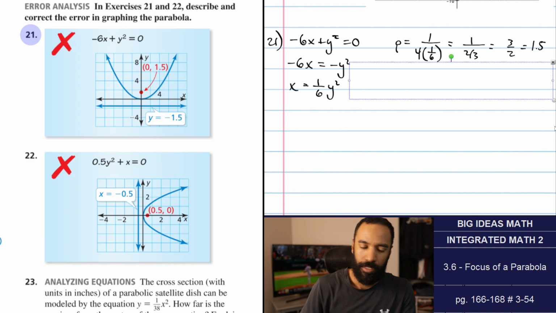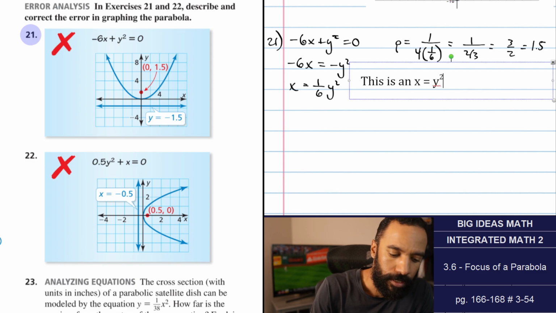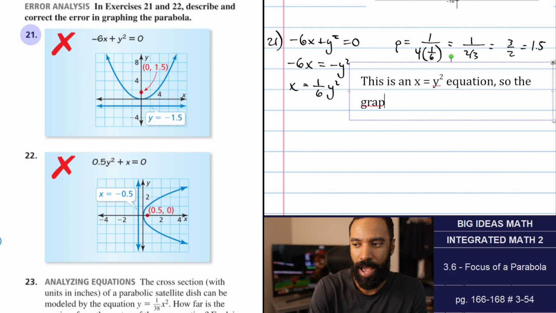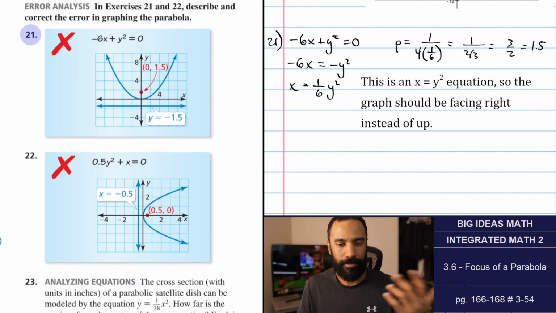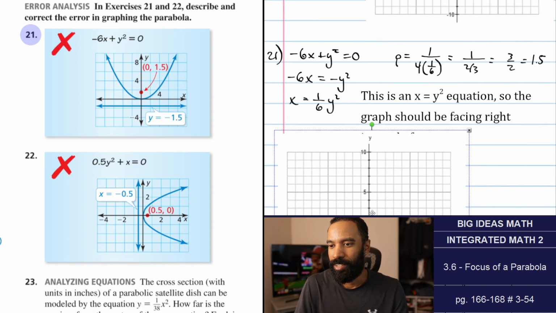This is an x equals y squared equation, and it's a positive y squared. So the graph should be facing right instead of up. Correct it. I mean, I'll do the rough sketch version. I'm not going to do the actual 1/6 portion right here until they ask us to. They said correct the error in graphing the parabola. Oh, I guess they did say graph it. Okay, fine. So I'm going to graph this thing.